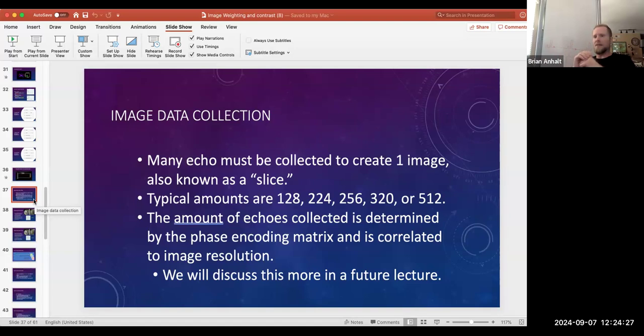Anyway, my point in telling you this is that we have to excite one slice, refocus, collect an echo, put that in K-space many, many times to generate one image. Does that make sense?